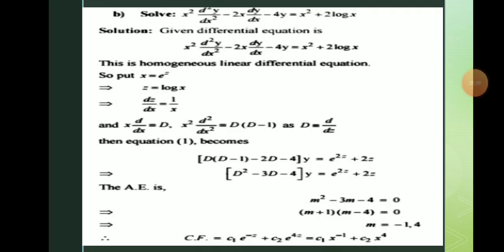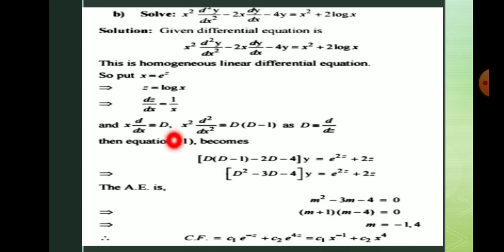Now look here. The given problem is a homogeneous linear differential equation. So as we discussed, here we put x is equal to e to the power z. The problem is x square d2y by dx square minus 2x dy by dx minus 4y is equal to x square plus 2 log x. So whenever you put x equal to e to the power z or z is equal to log x, then you get dz by dx is equal to 1 upon x.